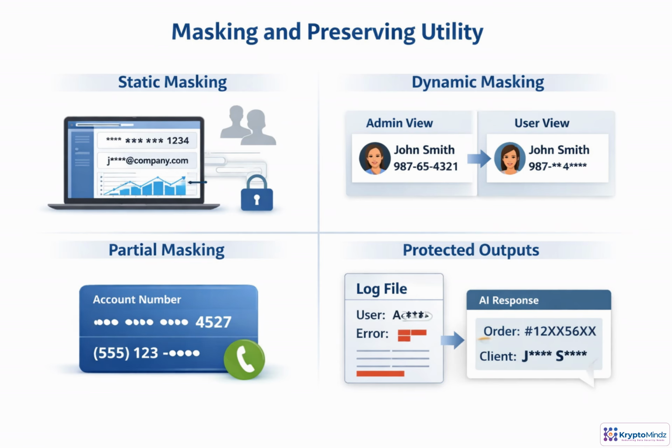Masking reduces exposure while preserving enough usefulness for the task. Static masking shows the same hidden version everywhere. Dynamic masking changes visibility based on role or context. Partial masking leaves limited detail, such as the last 4 digits, so support teams can verify a record without seeing the full value. Apply masking before data enters logs, dashboards, analytics, or AI prompts. Just remember, masking is not encryption, and it does not eliminate inference risk.